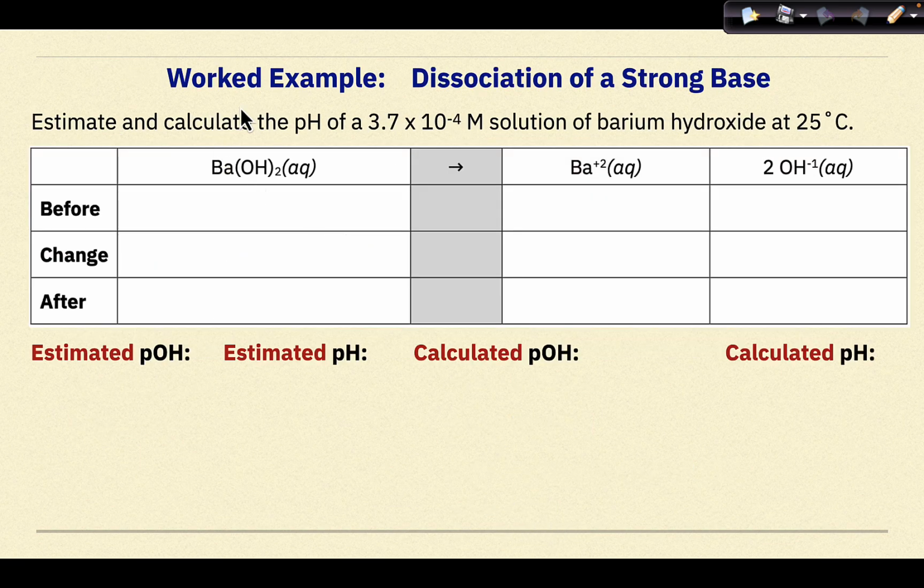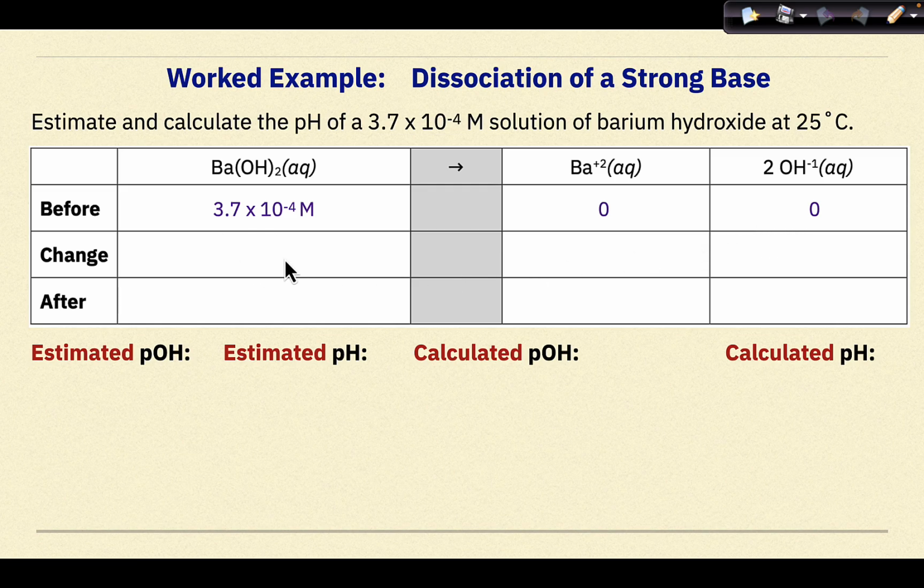Let's do another worked example examining the dissociation of a strong base. Estimate and calculate the pH of a 3.7 times 10 to the negative 4 molarity solution of barium hydroxide at 25 degrees Celsius. In the beginning, we're going to have a concentration of 3.7 times 10 to the negative 4 molarity for the barium hydroxide, with no barium ions present or hydroxide ions present.